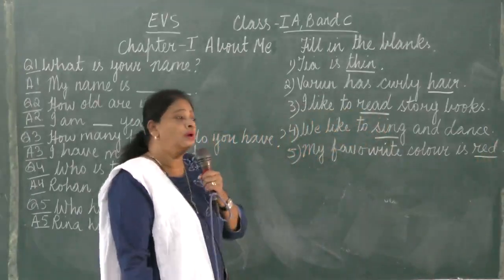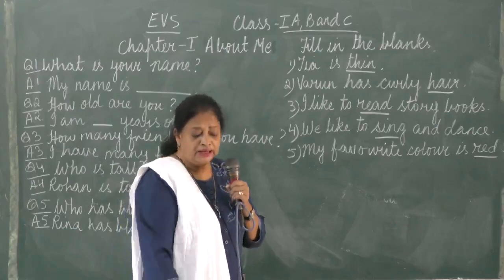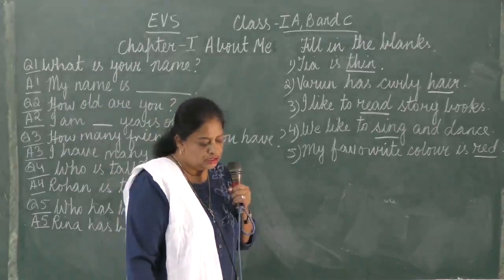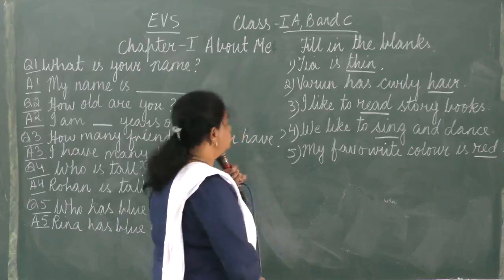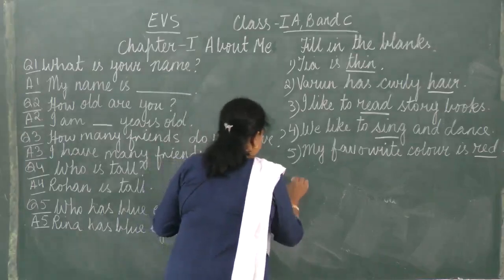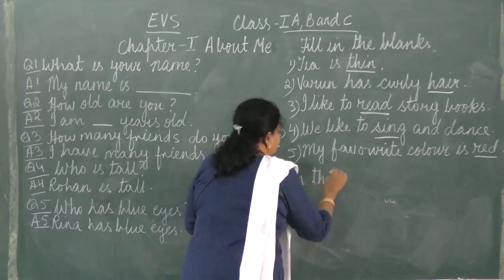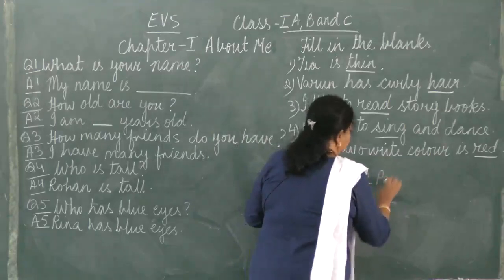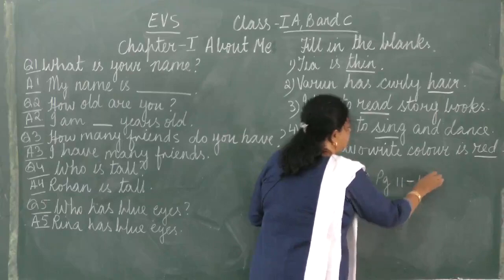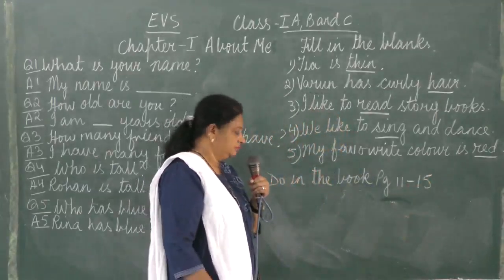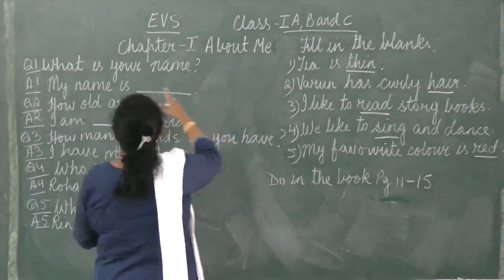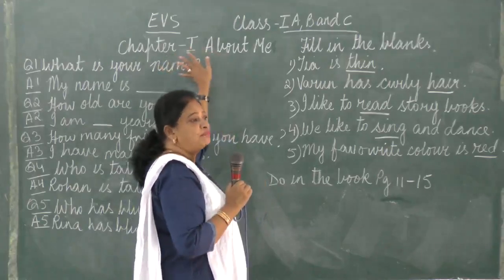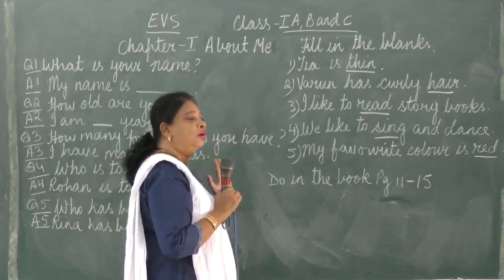Now, children, you all have a textbook. Now you are going to write in the textbook also. In the textbook, you all will do from page 11 to 15. And all this, children, you will do it in a new exercise book, chapter 1, About Me. Did you all understand, children?